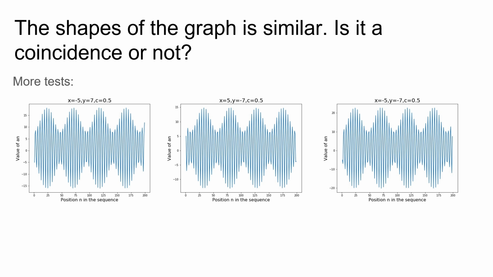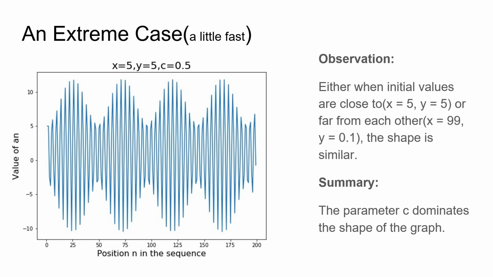To validate my guess, I further test more cases, like initial values minus 5 and 7, initial values 5 and minus 7, initial values minus 5 and minus 7. Surprisingly, all three graphs show a very similar pattern to the previous two graphs. I also add an extreme case where the initial values are equal to each other, that is, x equals 5, y equals 5. And the shape of this graph is still very similar to the previous 5 graphs.